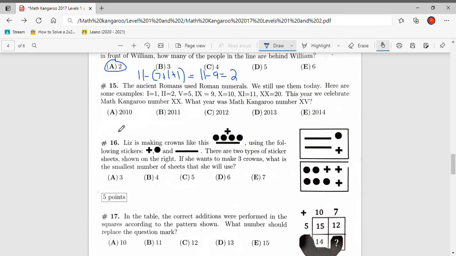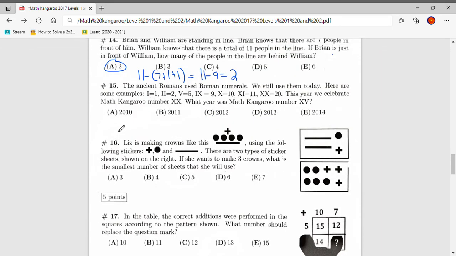Number 15. The ancient Romans used Roman numerals. We still use them today. Here are some examples. I equals 1, II equals 2, V equals 5, IX equals 9, X equals 10, XI equals 11, XX equals 20. This year we celebrate Math Kangaroo number XX. What year was Math Kangaroo number XV?